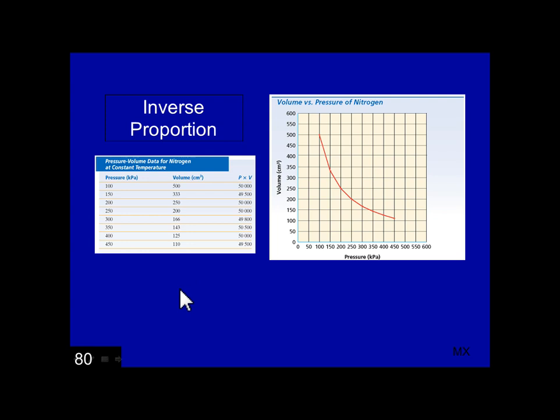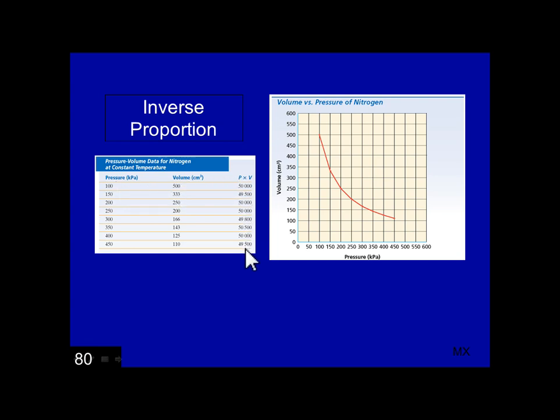Data that's inversely proportional would look like this. Here we have several cases where we've measured the pressure and the volume of a sample of gas, and notice something here. As the pressure increases, the volume decreases. That's what we mean by inversely proportional. And mathematically, this can be represented by the fact that multiplying the pressure times the volume gives you a constant value.